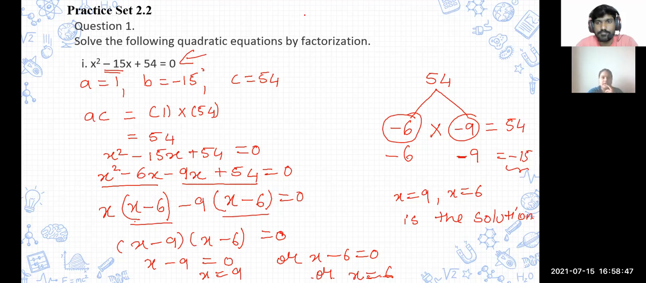Why did we do A into C? That is the step procedure you have to follow. Always you have to multiply A into C. Any quadratic equation, whenever you're solving it by factorization method, you have to multiply A into C first, and that will be the third term, which you have to split.